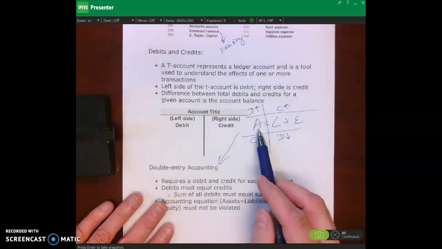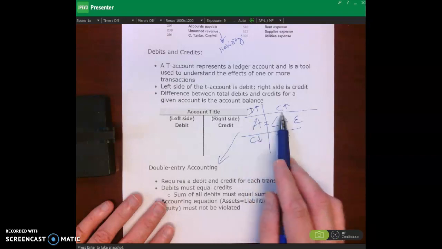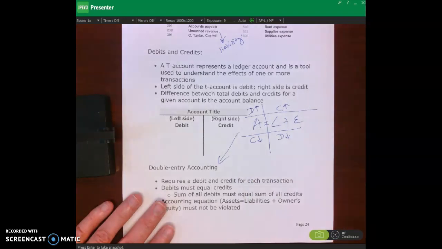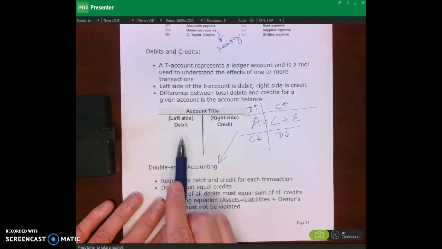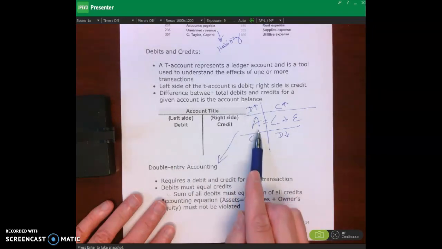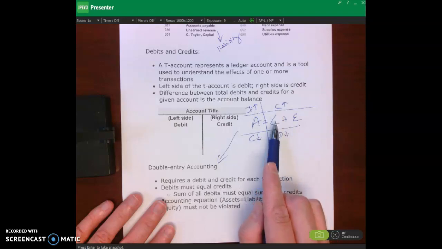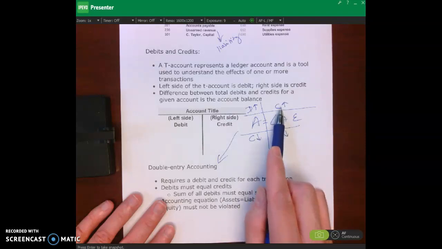So the way that we record that transaction is through debits and credits. Okay? Through debits and credits. I'm going to go over this one more time. Assets equals liabilities plus equity. The way to increase an asset is with a debit. The way to increase a liability or equity account is with a credit.